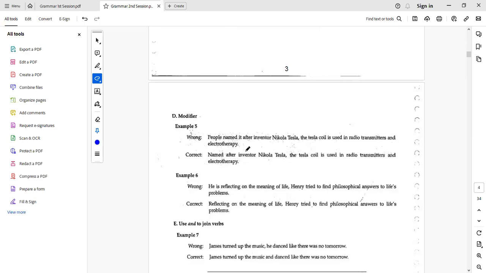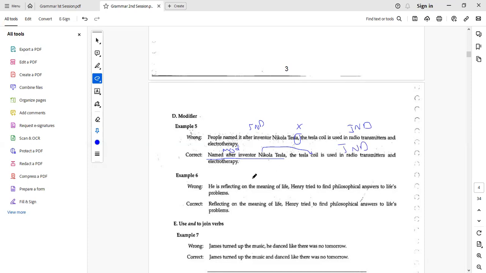Again, modifier. People named it after inventor Nikola Tesla. Here, independent, subject verb. The Tesla coil is used in radio transmitter and electrotherapy. Another independent. Between them, comma is wrong. So what are we going to do? He changed the first one to be a modifier. Look, named after inventor Nikola Tesla, the Tesla coil. So the first one modifier, the second one independent.